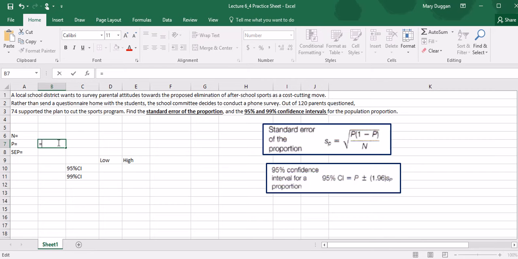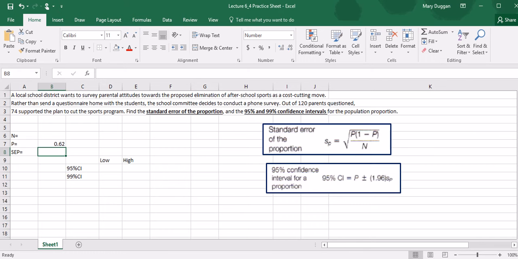So I'm going to put an equals sign, and 74 are the number of people who supported the cuts out of 120, which is the total number of the study. And that gives us a proportion of 0.62. Another way that we might receive information is that 62% of the group supported cuts to the sports program. And if we get a percent as our data, then we can convert that to a proportion by dividing the percent by 100. But we didn't have to do that this time because we were just given some raw numbers and we were able to find the proportion that way.